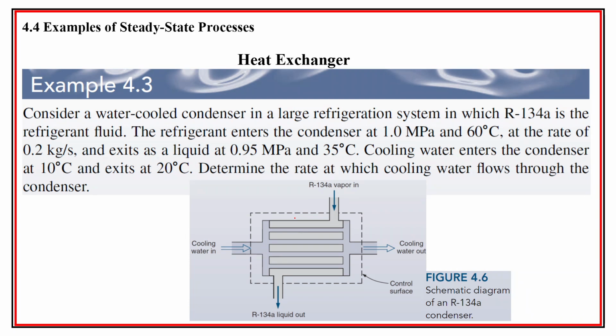They're using R134a. It's the refrigerant, and it enters the condenser at 1 megapascal and 60 degrees Celsius right there, right? So this is the vapor coming in. Good chance that it has been compressed by a compressor. And now what we want to do is remove some heat out of it, and we want to turn it into liquid. This is a very common thing that we need to do.